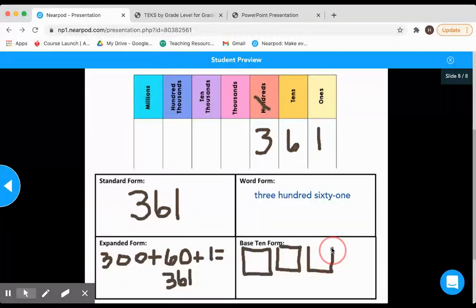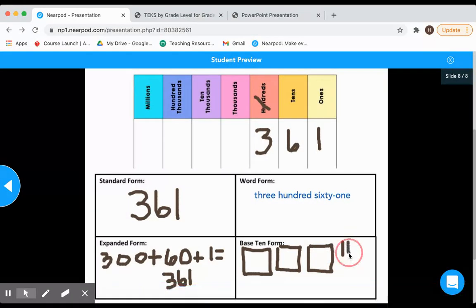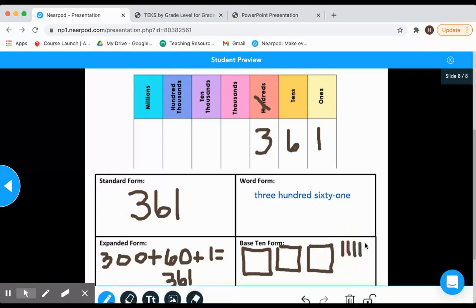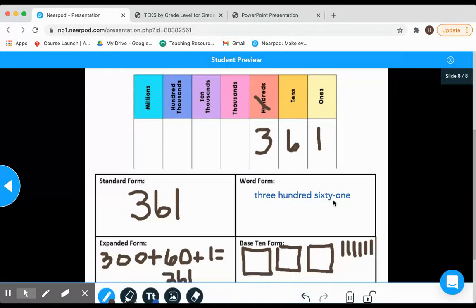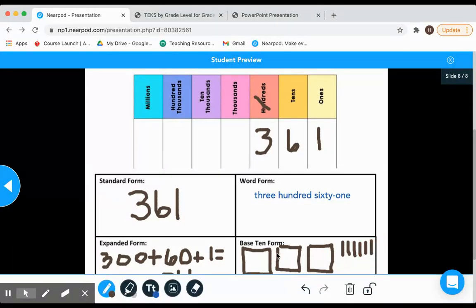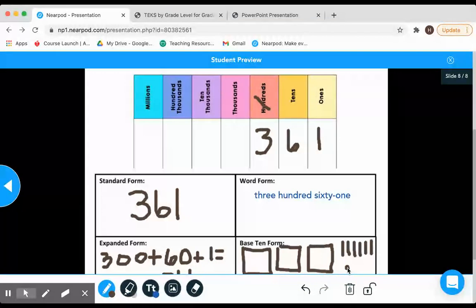The rods are going to be our tens just like normal, and we don't need to do anything fancy. We can just draw lines. 1, 2, 3, 4, 5, 6. And with our ones, instead of doing a square so we can differentiate or know which one is which, we just do a little dot. And I just have 1. So that's all 4 ways to represent 361.